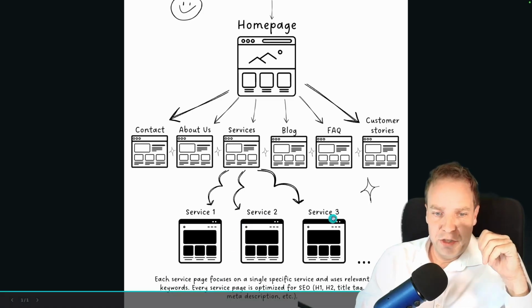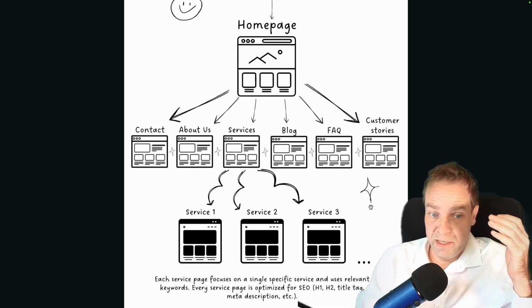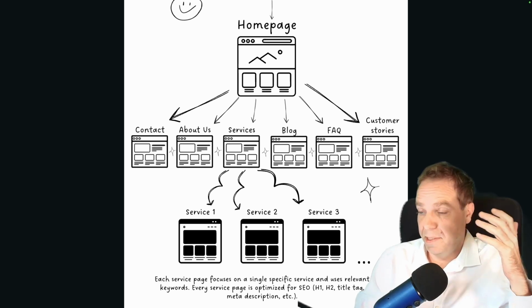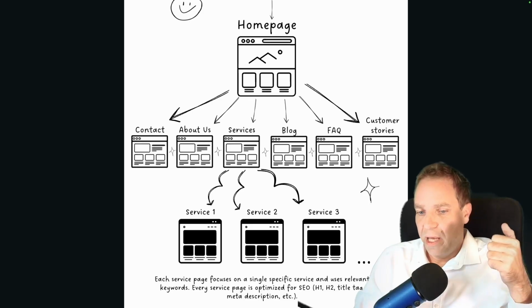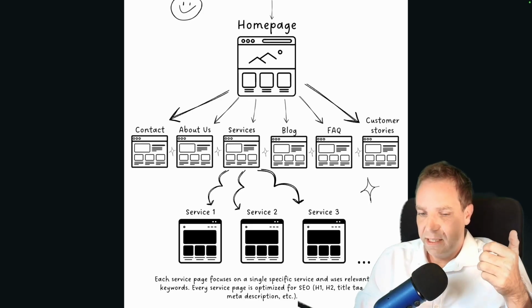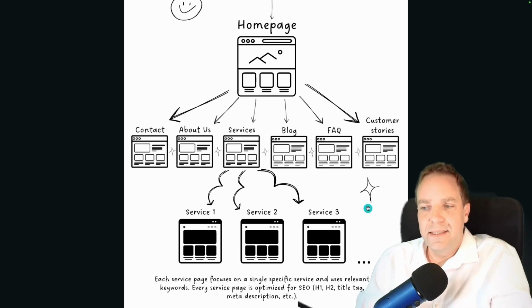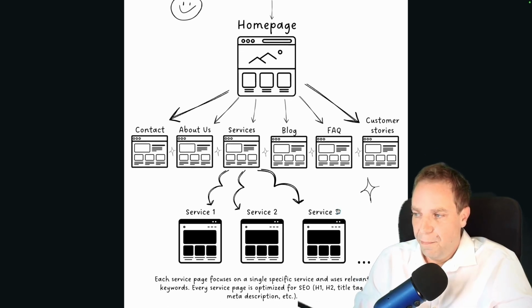Each service page focuses on a single specific service and uses relevant keywords. Every service page is optimized for SEO. Only one H1, then we have the H2 with the relevant keywords, then we have the optimized title tag and optimized meta description and so on. And this is how you are structuring your website for SEO and how you can win the SEO game.